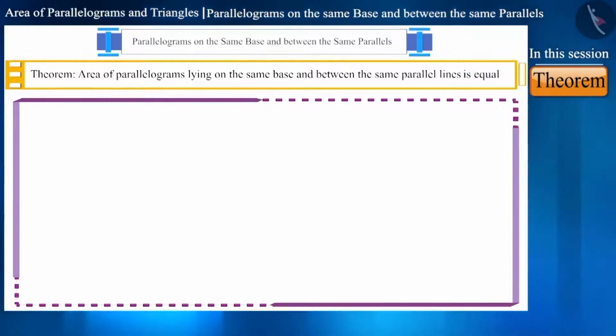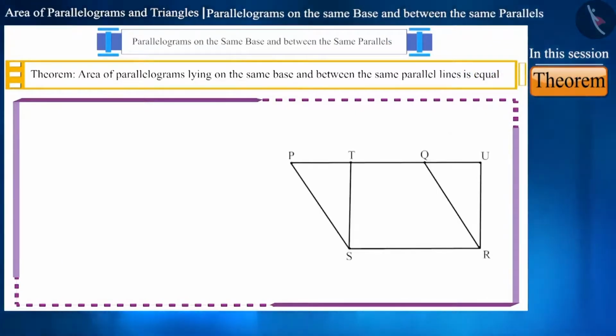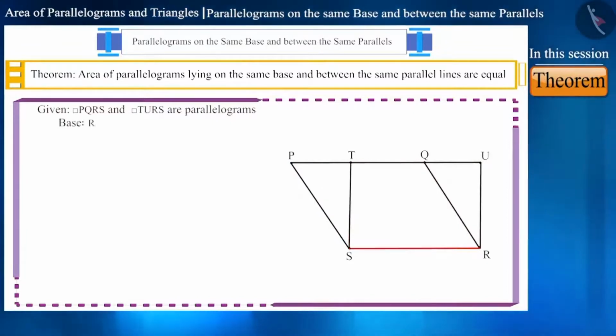Let us consider the quadrilaterals that we used in the activity. We have two parallelograms, quadrilateral PQRS and quadrilateral TURS. These two parallelograms lie on the same base RS and between the same parallel lines PU and RS. We have to prove that their areas are equal, where we represent the area in this way. Here, AR represents the area.